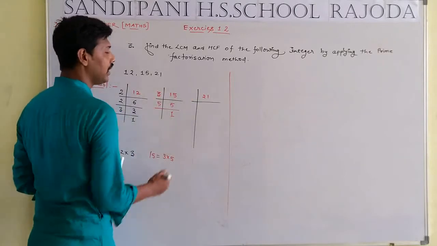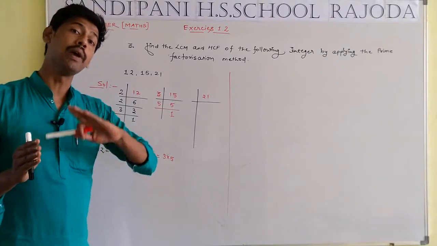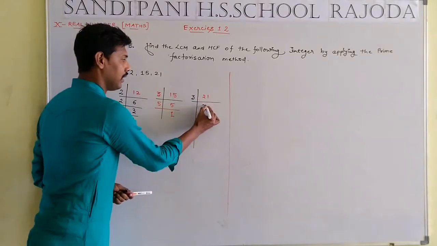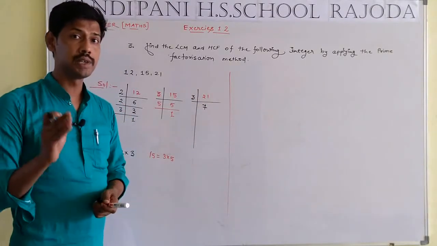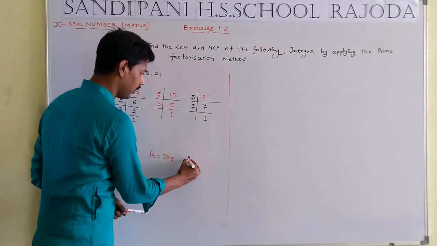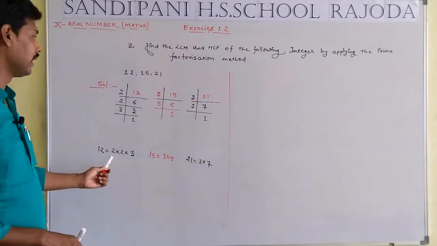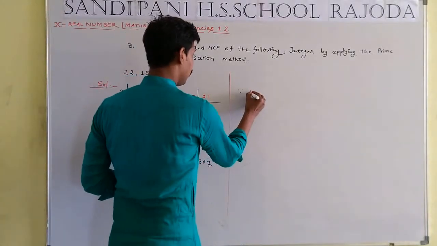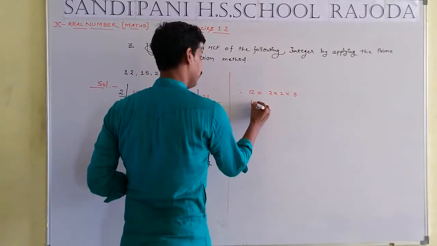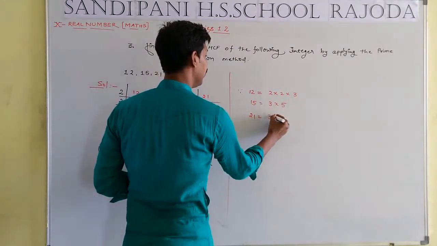Next number 21. 21 is also an odd number. An odd number may be divided by an odd number, so we choose 3. 3 7s are 21. What about the 7? 7 is a prime number. 7 1s are 7. So 21 will be equal to 3 into 7. Now we have to find the value of LCM and HCF. Right, 12 will be equal to 2 into 2 into 3, and 15 will be equal to 3 into 5, and 21 will be equal to 3 into 7.